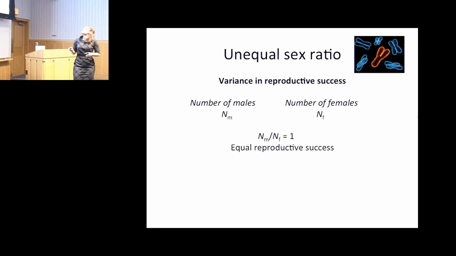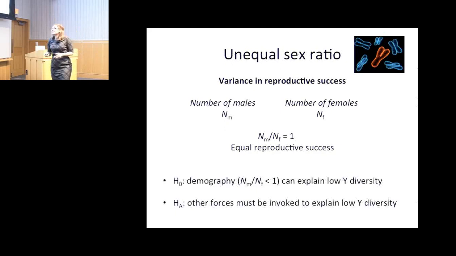Well, if you have variance in male reproductive success. This is not saying that there are fewer males in the census population, but there are fewer males whose Y chromosomes get passed on to the next generation successfully. Generally, you might think that there's equal reproductive success, that the ratio of the number of males to the number of females is one. And we are going to test the null hypothesis that demography, or fewer males contributing to the next generation relative to the number of females, can explain low Y diversity, or the alternative hypothesis that other forces must be invoked to explain low Y diversity.